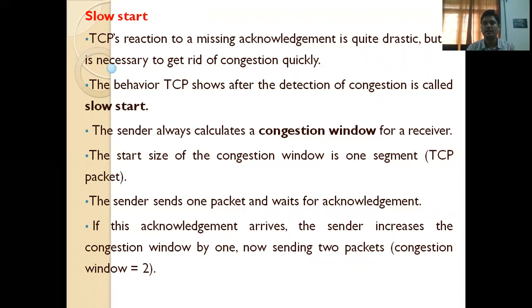The sender always calculates a congestion window for a receiver. The start size of the congestion window is one segment, that is, one TCP packet. So the sender sends one packet and waits for acknowledgement. If this acknowledgement arrives, the sender increases the congestion window by one, now sending two packets. So now the congestion window is 2. In the starting of the packet delivery, the congestion window is 1.